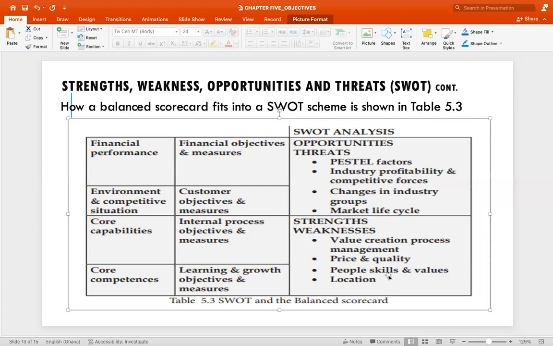If you do this well, you will be able to improve. If you achieve this target, you will be able to improve your strengths. And if you achieve these targets well, then what it means is that you're taking advantage of the opportunities in your external environment.